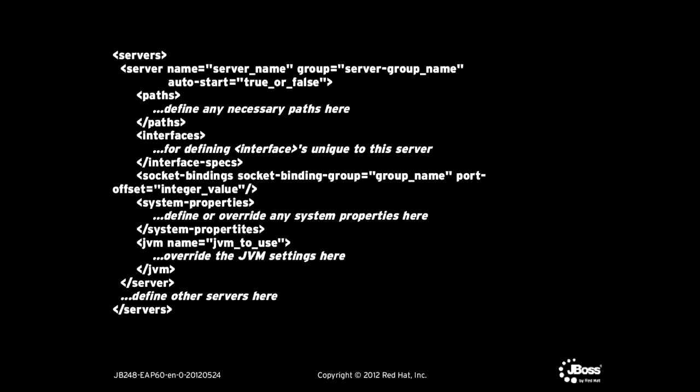look at configuring a server. Again, in domain, every server must be a member of a group. So as you can see here, the group attribute is a part of the server tag. The servers tag shows up in the host configuration. Remember, the host is responsible for the servers, whereas the domain controller is responsible for the server group configuration.